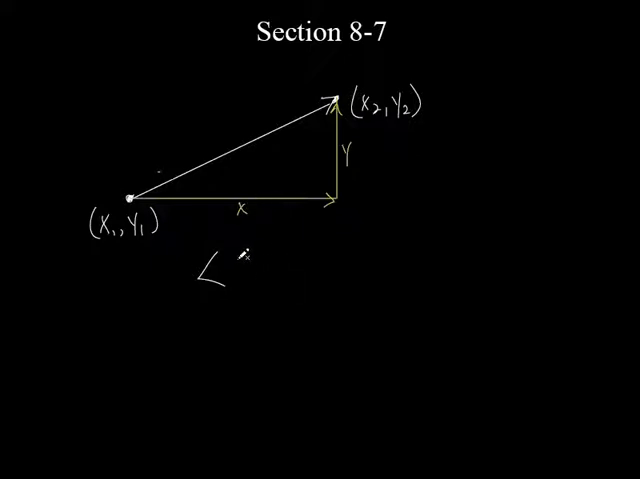So how did we find the x? We went, what, x? Right, x2 minus x1, and then y2 minus y1. All right, and those were the components. And that was basically it, right? That's pretty much what we learned yesterday.